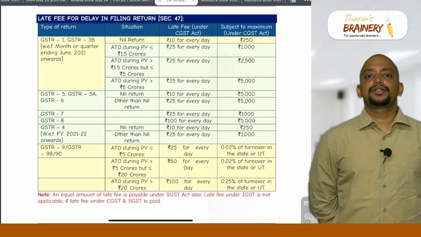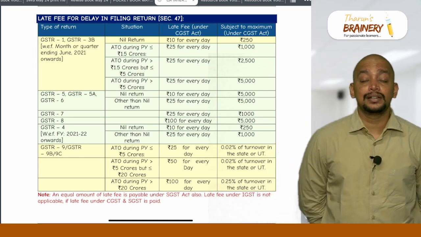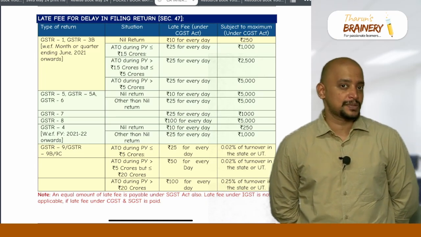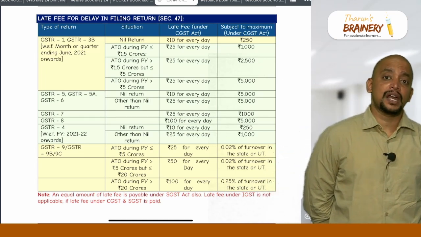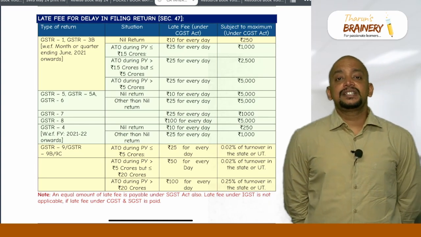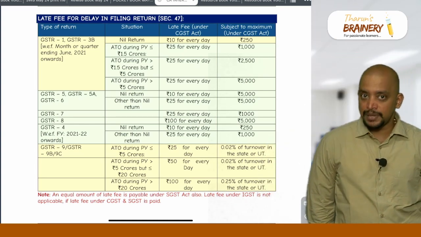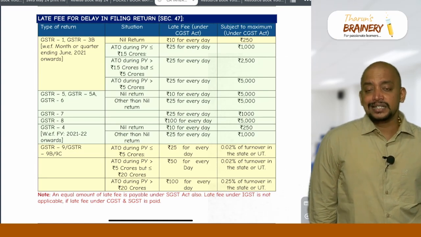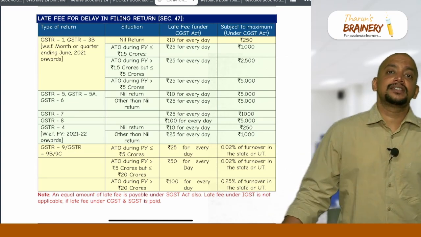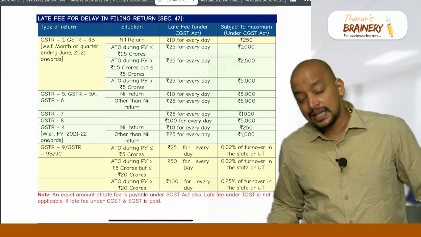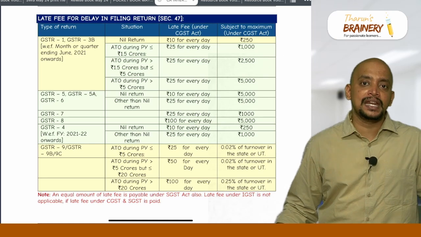Interest on account of delay in payment of tax is at 18% per annum from the due date till the actual date of payment; that we have seen, that is interest payment. But as there is a delay in filing return, late fee also we need to pay. And what is that late fee? If it is GSTR1 and 3B, the late fee for a nil return is 10 rupees per day subject to a maximum of 250. This is under one act, the CGST Act. The same amount is payable under the SGST Act, but under the IGST Act we don't have to pay any late fee.